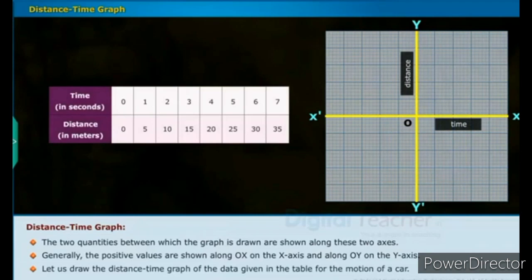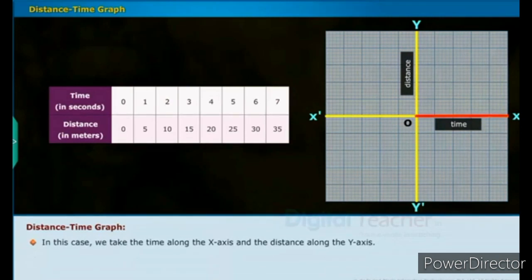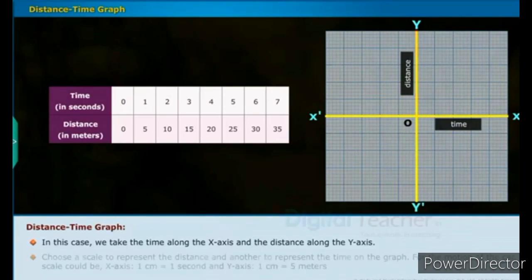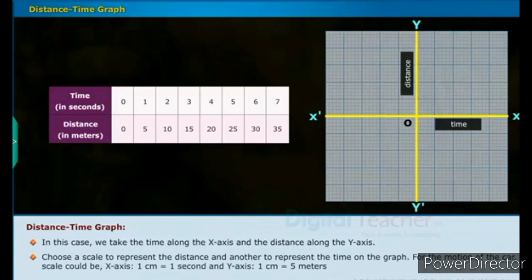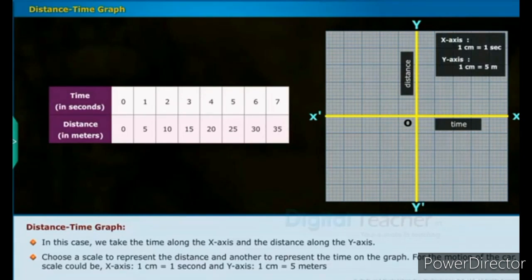Let us draw the distance time graph of the data given in the table for the motion of a car. Decide the quantity to be shown along the x-axis and that to be shown along the y-axis. In this case, we take the time along the x-axis and the distance along the y-axis. Choose a scale to represent the distance and another to represent the time on the graph. For the motion of the car, scale could be: x-axis, 1 second is equal to 1 centimeter, and y-axis, 5 meters is equal to 1 centimeter.